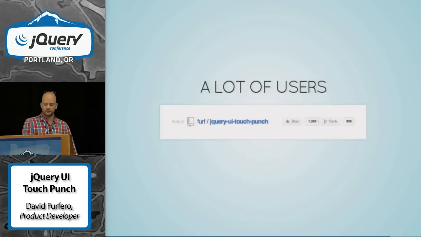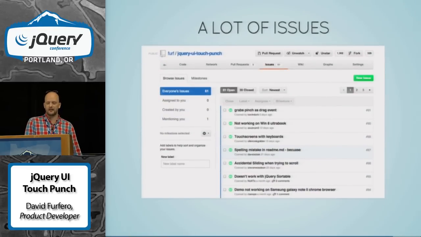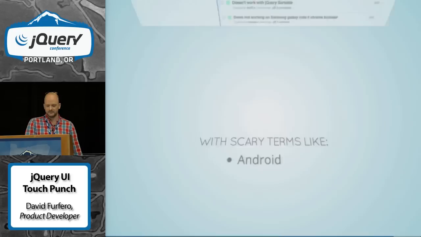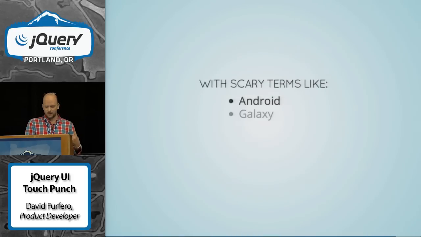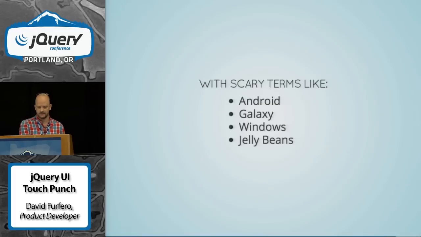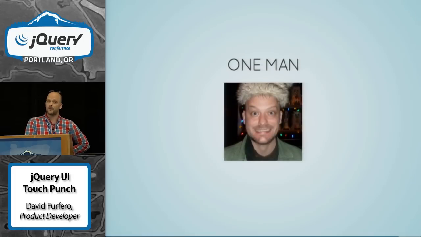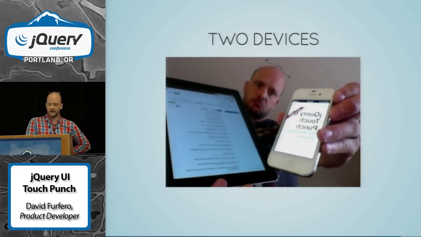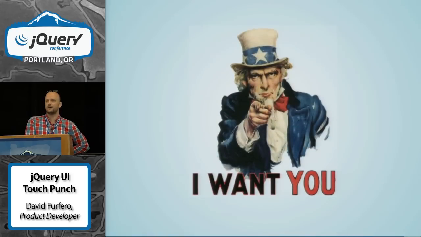There are already a lot of users. Unfortunately, there's also a lot of issues. I got 61 open issues with scary names like Android, Galaxy, Windows, and Jelly Beans. Is that like a new form of ecstasy or something? I'm 40. I don't know what kids eat these days. I'm just one man with two devices. They're both iOS. I need help.